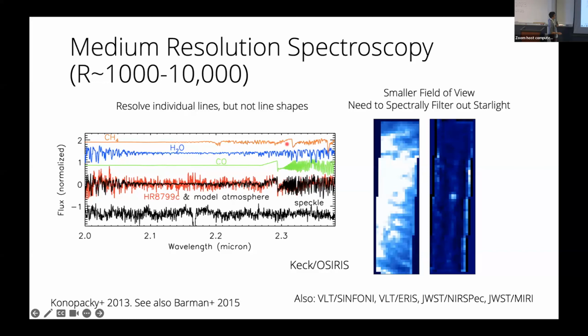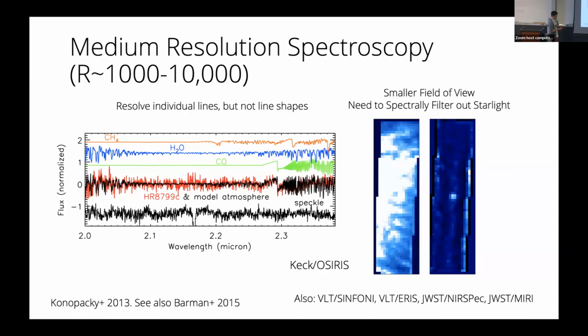The star is somewhere way out here, and basically just the planet is on the detector. And we use techniques to spectrally filter out the starlight to distinguish it from the planet. Because you can see here, the starlight has a completely different spectrum than what the planet has. So we're able to use that to distinguish the two.